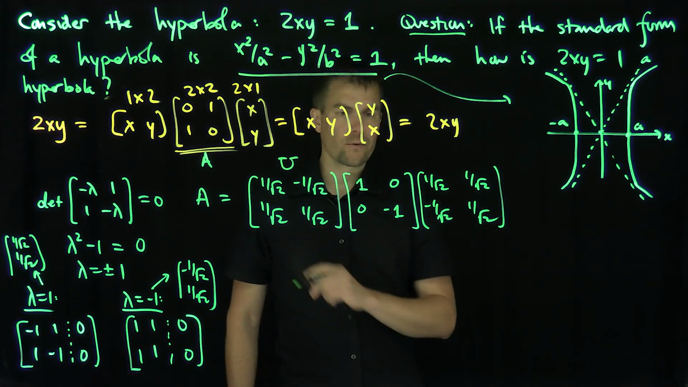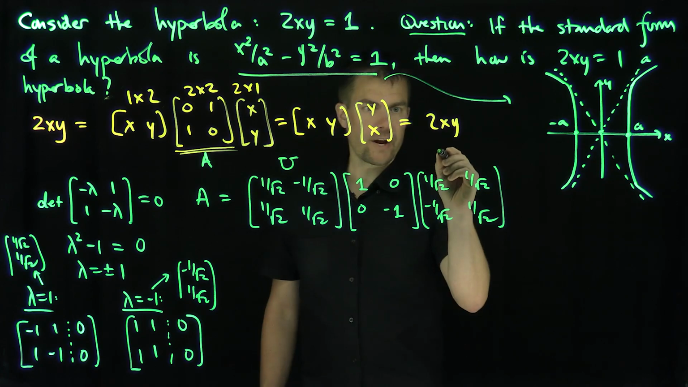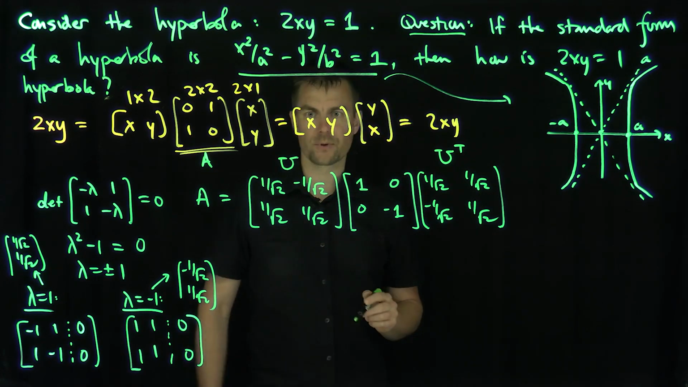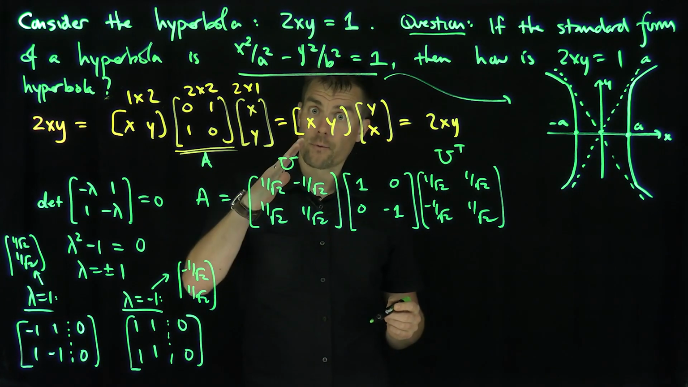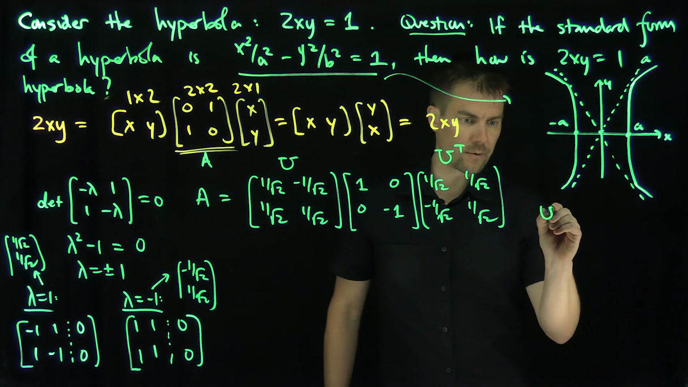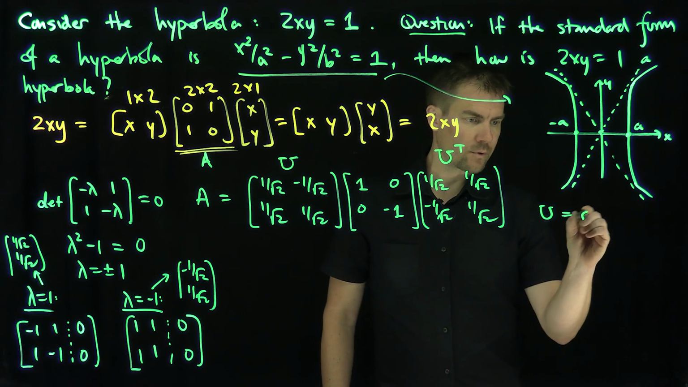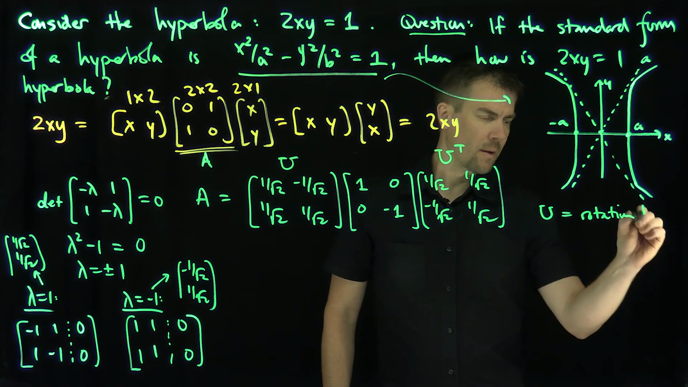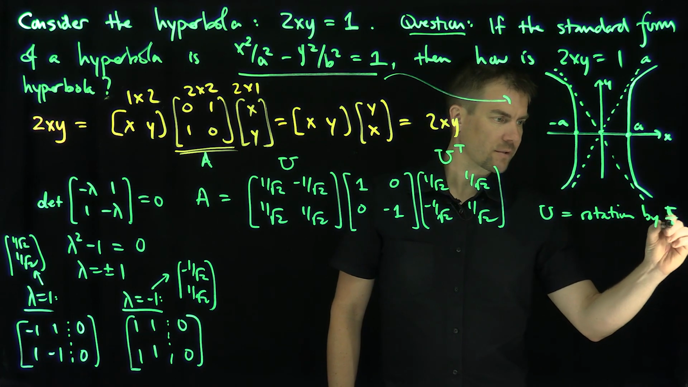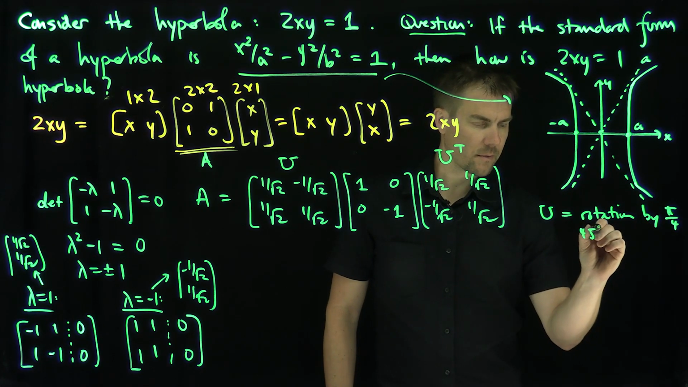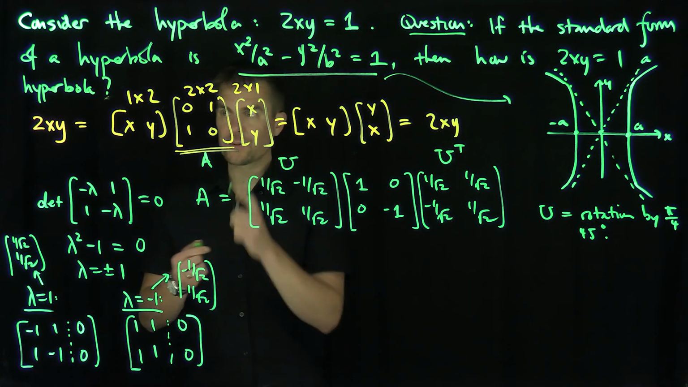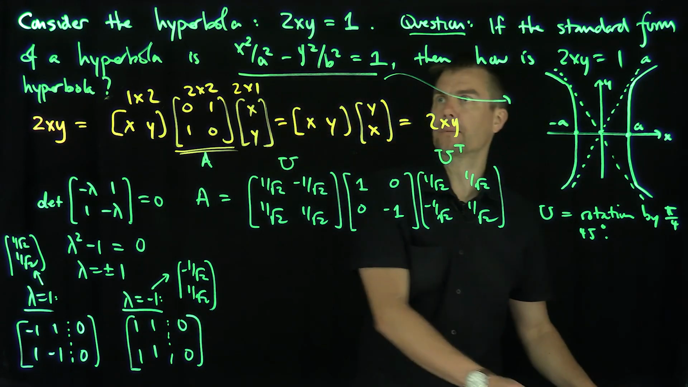That seems like an awful lot of work, but now I'm going to write this as U transpose, and we're just going to keep those as U and U transpose. Now what is U? U is a rotation by pi over 4 radians, or 45 degrees. Okay? And that tells us that my 2xy is equal to what?